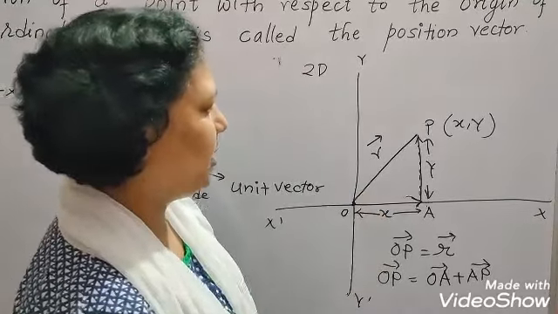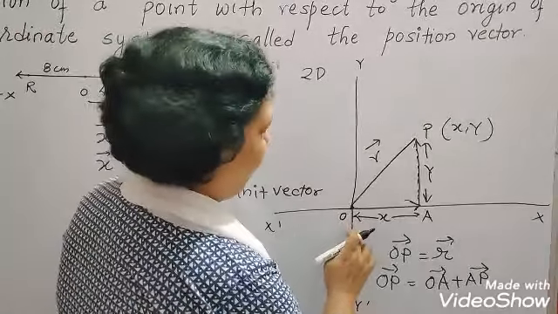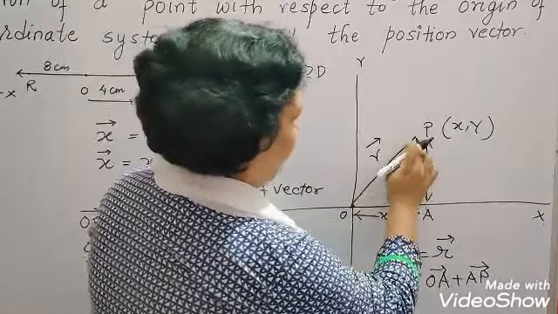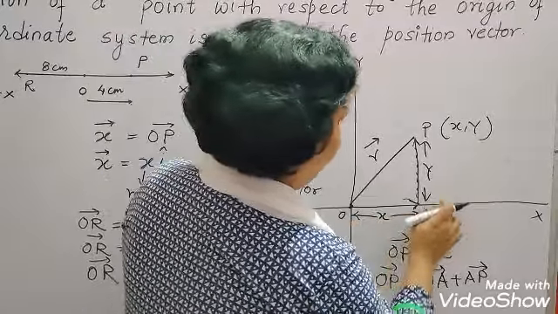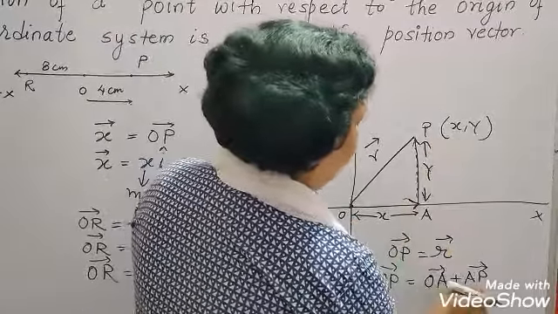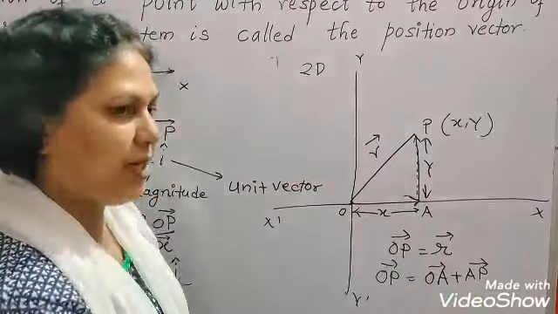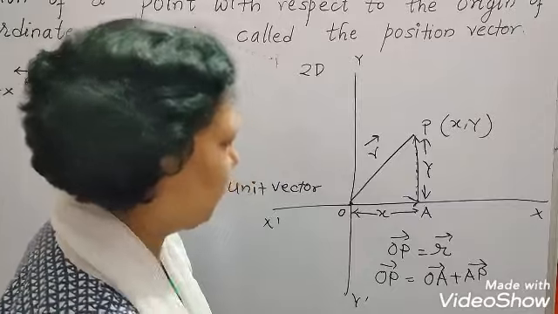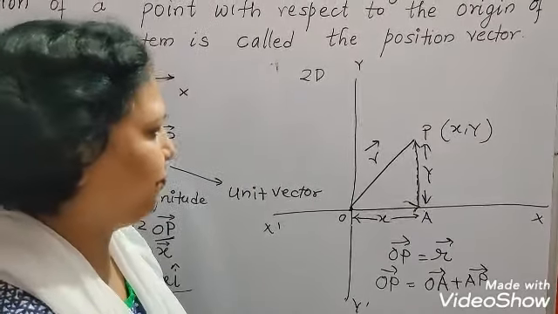Here you simply understand this way. The vector OP can be calculated by OA plus AP, but this is not simple algebra. It is not an algebraic sum, it is the vector sum of these two vectors OA and AP.